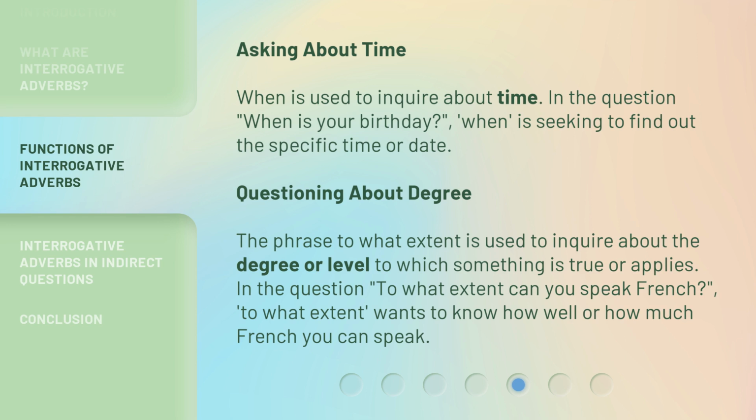Questioning about degree. The phrase to what extent is used to inquire about the degree or level to which something is true or applies. In the question, to what extent can you speak French? To what extent wants to know how well or how much French you can speak.